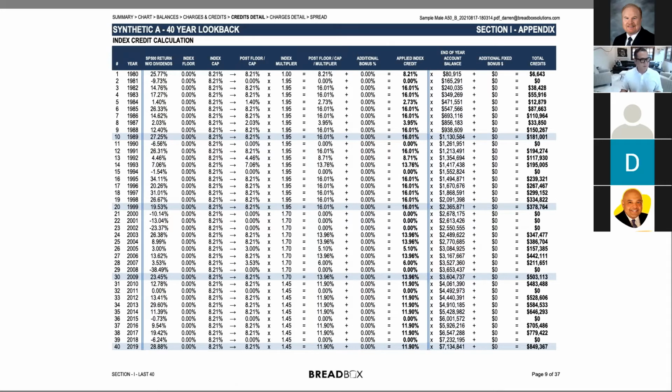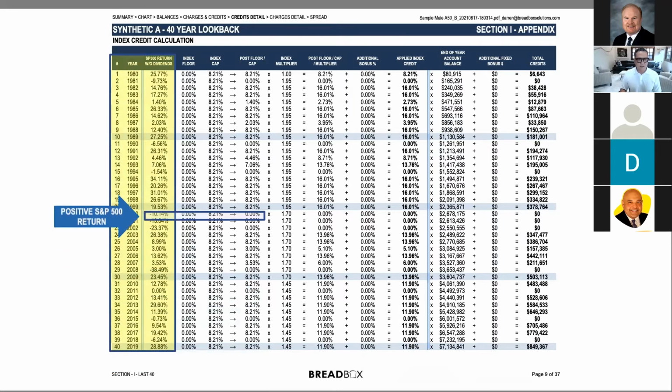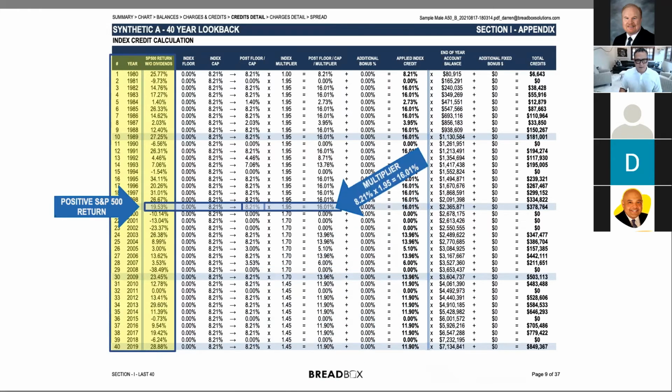And we'll teach you how to use this with your clients. If you use this effectively with your client, you're really looking at two lines here in this total sheet. We're looking at one example of a positive S&P return, and this year it was a little over 19%. We'd apply the floor and then multiply that by the multiplier, and the after-multiplier index credit here would be 16%. You would multiply 16% times the asset value, and in that given year, the client would have gotten credited just over $378,000.